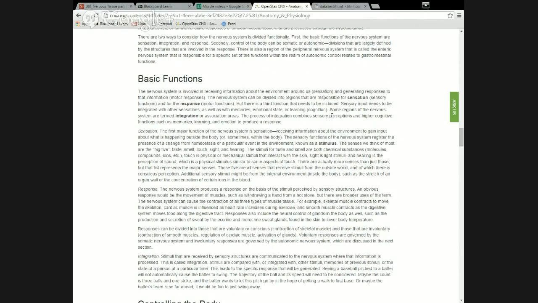So those are the two big things: receiving information and responding to that information. That can be very simple, like touching a hot stove and pulling your hand away. Okay? It's a reflex. Or it can be very complex, like driving a car. You're seeing and hearing all of the things around you.